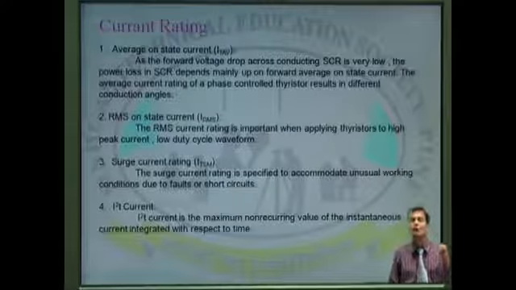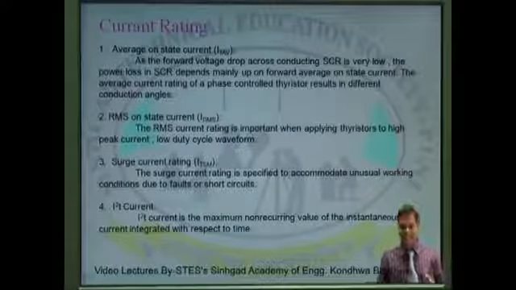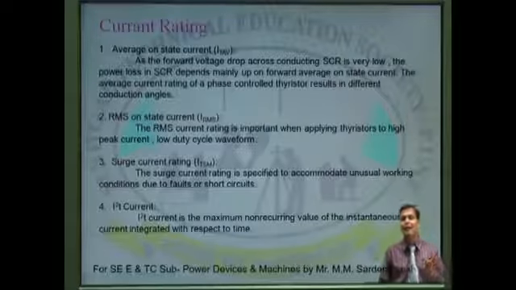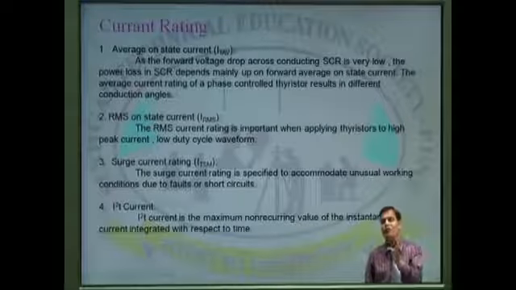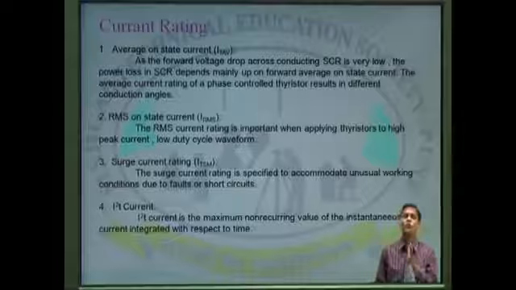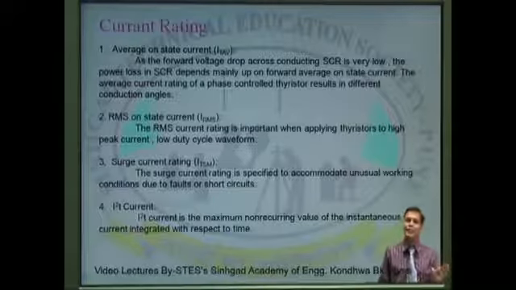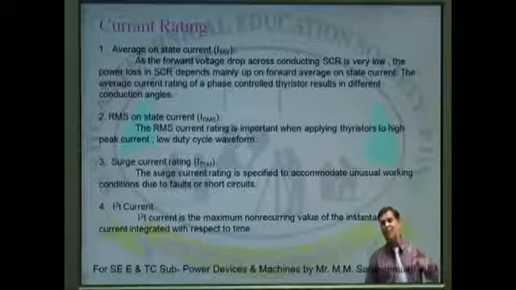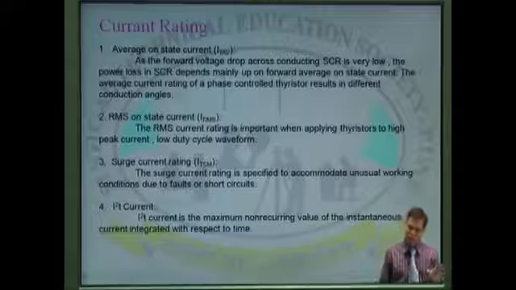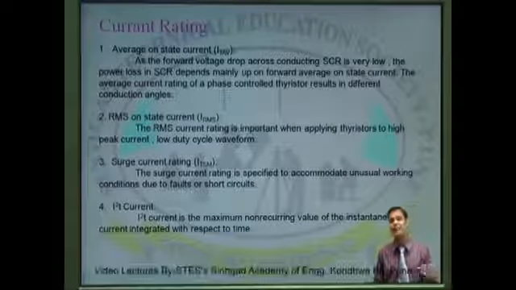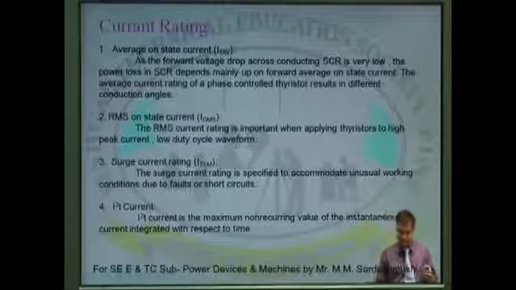So this rating is always mentioned by the manufacturer. The surge current is nothing but the maximum amount of current which can be safely allowed to flow through the SCR without damage to the device in abnormal conditions such as short circuit or faults in the circuitries. Next is the I square T rating.